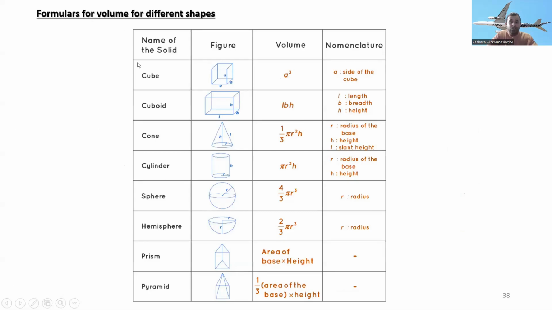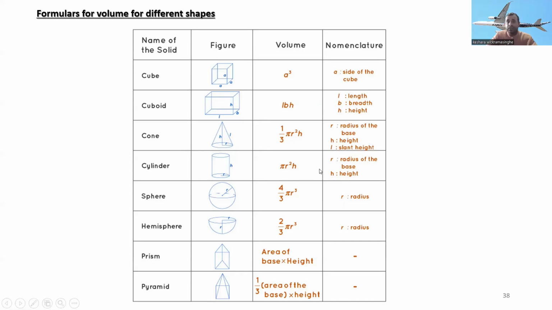You can see the name of the solid: cube. How to calculate the volume of a cube? Volume is a cubed, where a is the side of the cube. And the cuboid: length into breadth into height, we can calculate as volume. And the cone, we can say 1 upon 3 π r squared h. Just remember this formula is very important. 1 upon 3 π r squared. r means radius of the base, h is height, and the slant height is l.